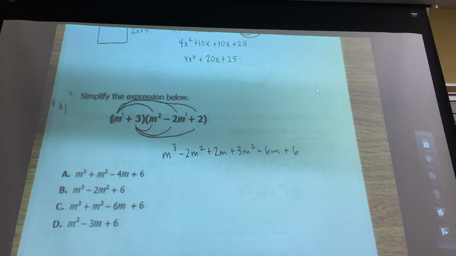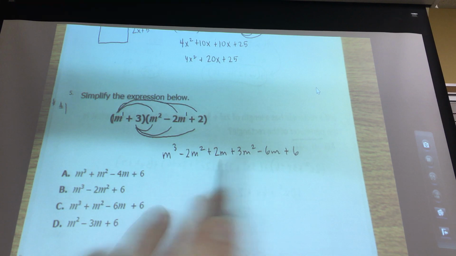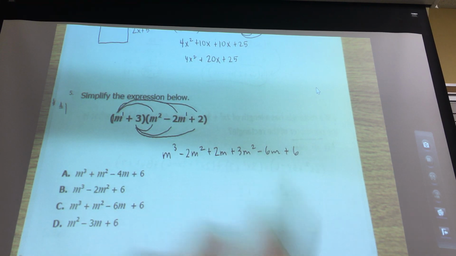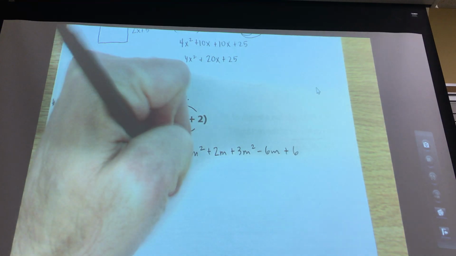Now we're going to want to combine like terms. Like terms have those same exponents, and if you look at this one and this one have the same exponent, this one and this one have the same exponent. However, they do have to be in standard form. Standard form means you find your biggest exponent first, and you move from there. So our biggest exponent in this case is m cubed, so we're going to write that.